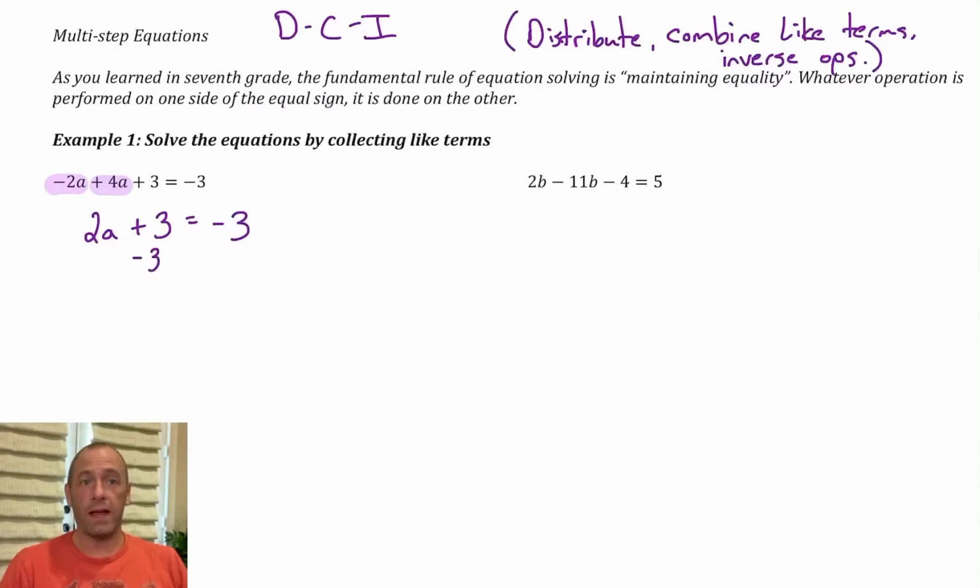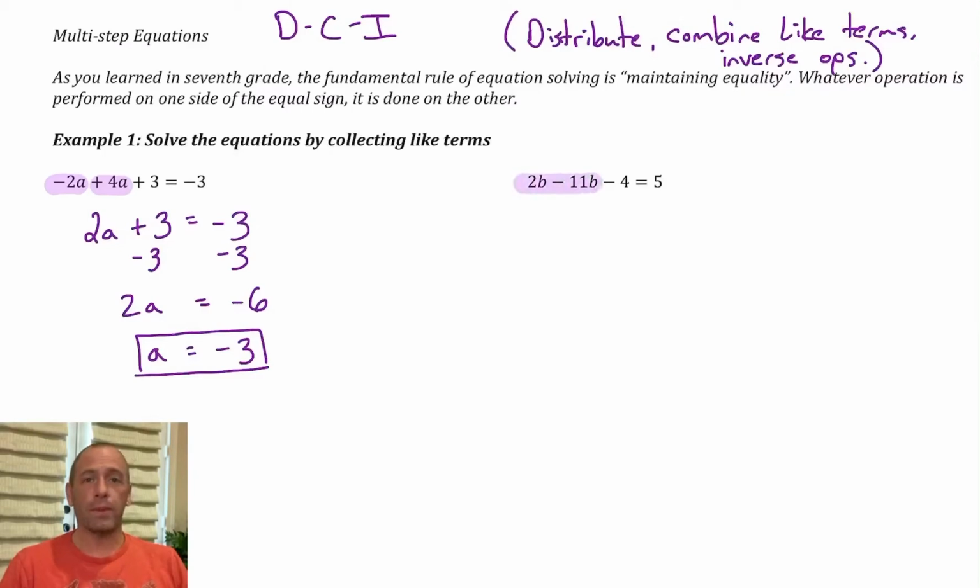The inverse of adding 3 is to subtract 3, so I do it to both sides. 2a is negative 6. And now I can do this step in my head, but the inverse operation of multiplication is division. Negative 6 divided by 2 is negative 3.